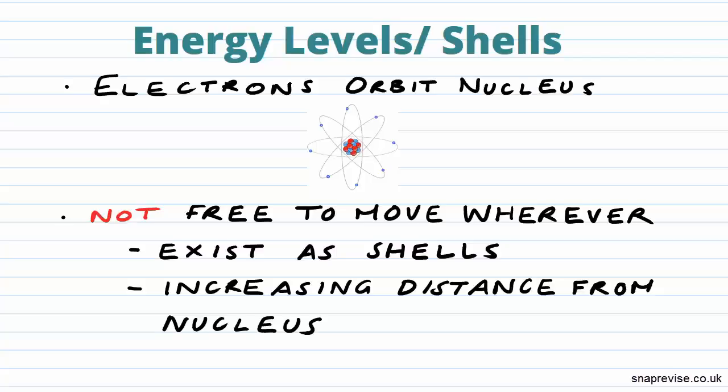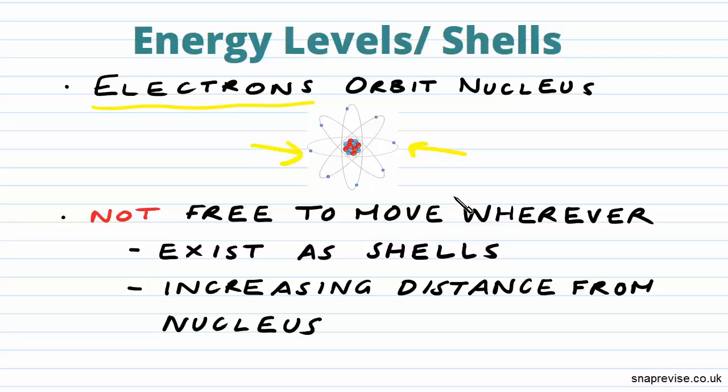Well, in our video about atomic structure, you'll remember we talked about these things called electrons and how they orbit our nucleus. And we looked at this little diagram and we identified these blue small subatomic particles as electrons which orbit around the nucleus. Now that really was a bit of an oversimplification, this orbiting the nucleus, because in fact our electrons are not free to move wherever they like. They instead exist as these things called shells.